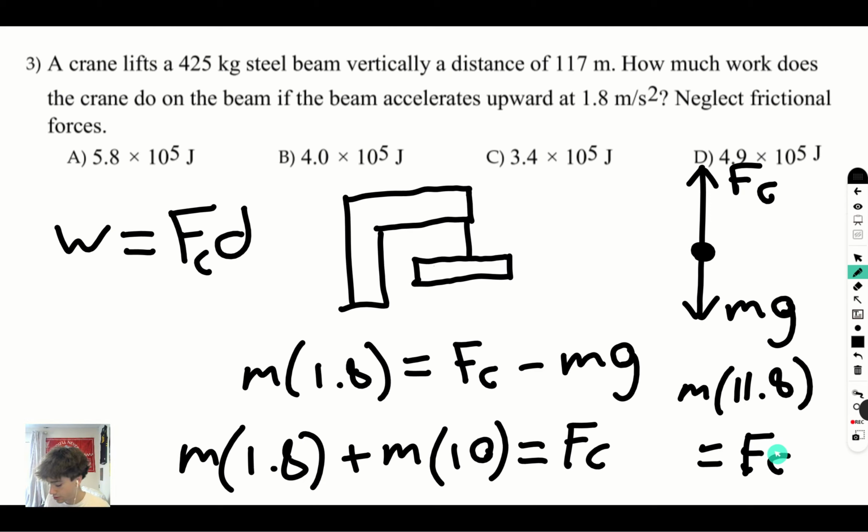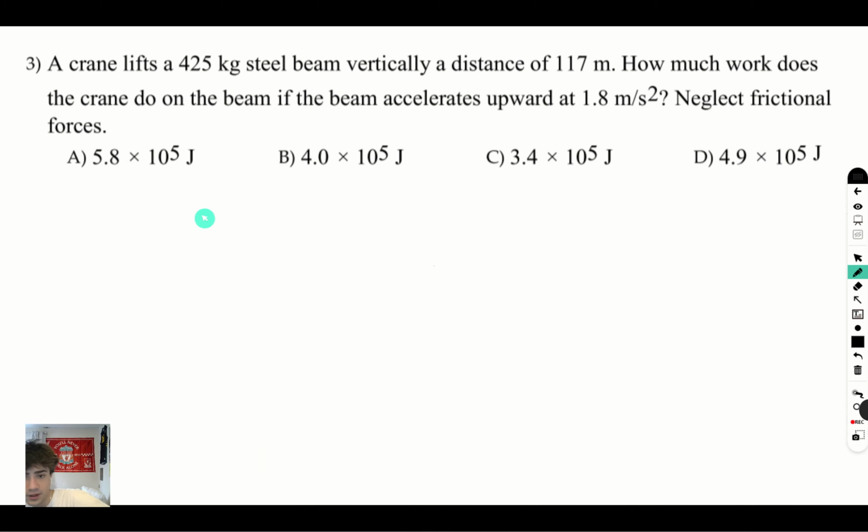So let's plug that into our calculator. Remember that the mass is the mass of the steel beam, which is 425 kilograms. 425 times 11.8 will get you 5,015. So I'm going to erase all of this so we have more room. 5,015 is equal to the force of the crane.